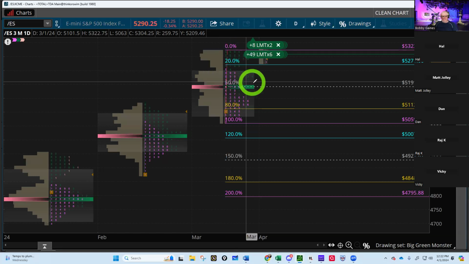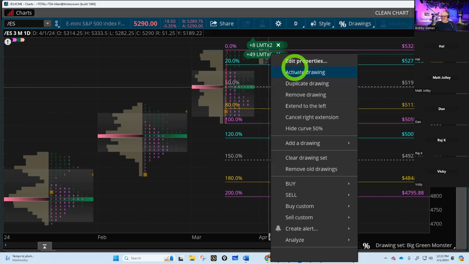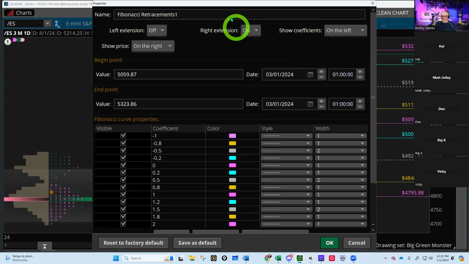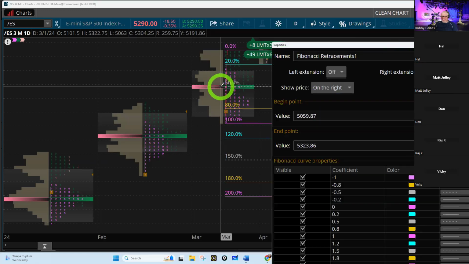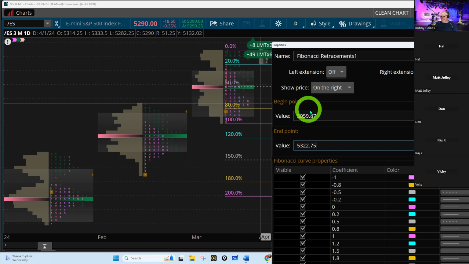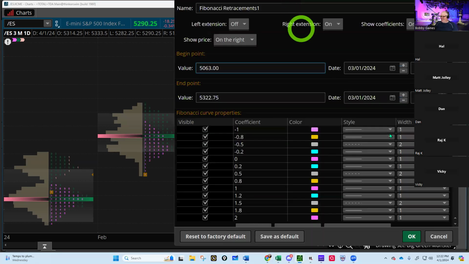And then we'll ground it. So right click and edit. And then we'll go. Some of y'all might have to help me do this. The high was 5322.75, and the low for March was 5063. Wow, 5063 even. Okay, so now we got that.